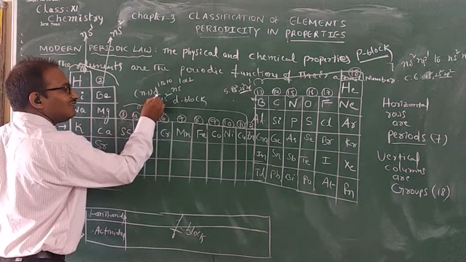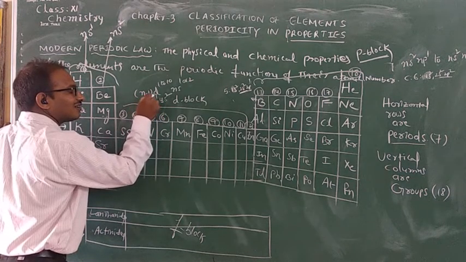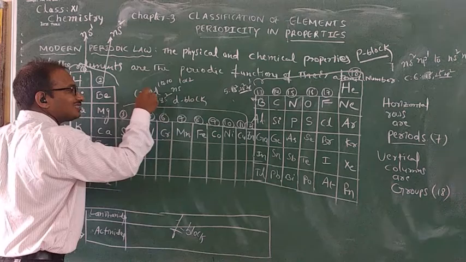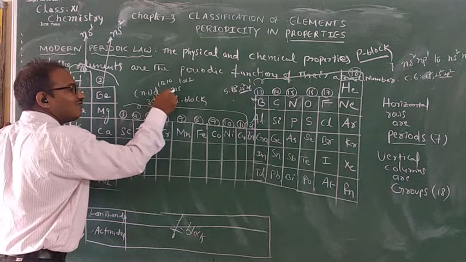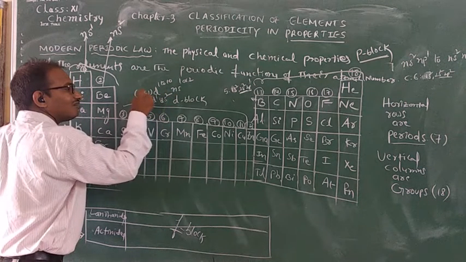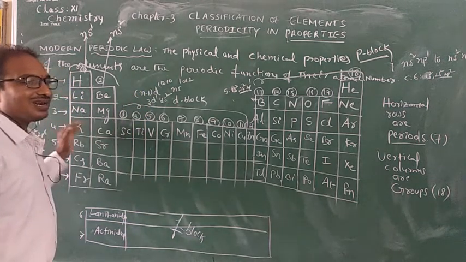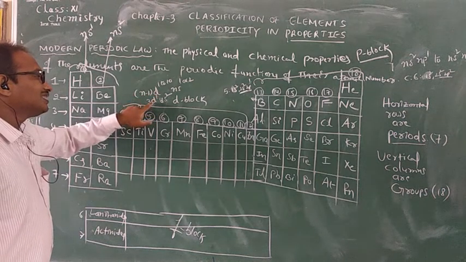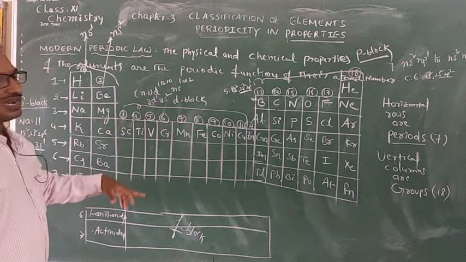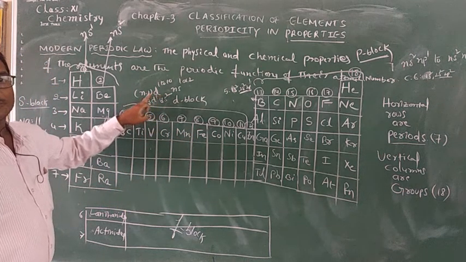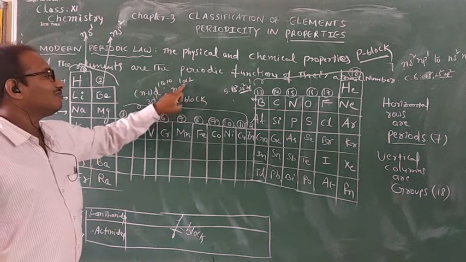Sir, what is this 3d 4s? Third shell, fourth shell. In scandium, the last electron is entering into (n-1)d, where n value is 4, so n minus 1 means 3. So the differentiating electrons enter into the inner orbital, that is the 3d orbital. So in the d block elements, the differentiating electrons enter into the inner d orbital. That is why the general electronic configuration is (n-1)d1 to 10 ns1 to 2.